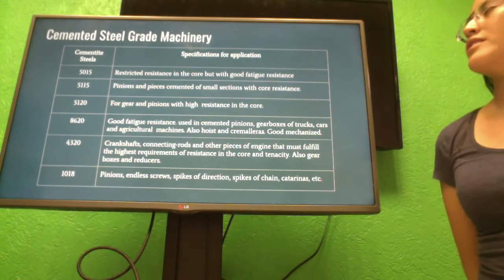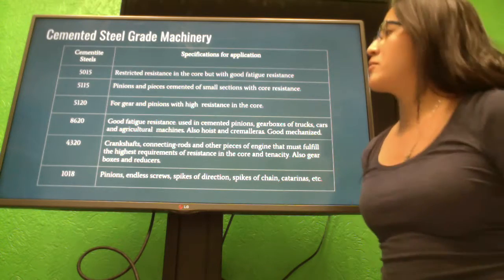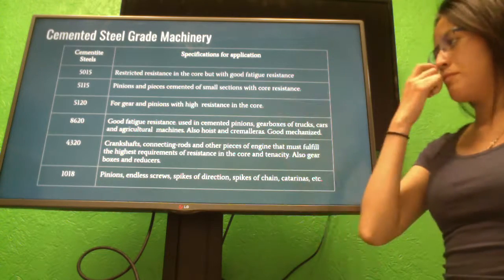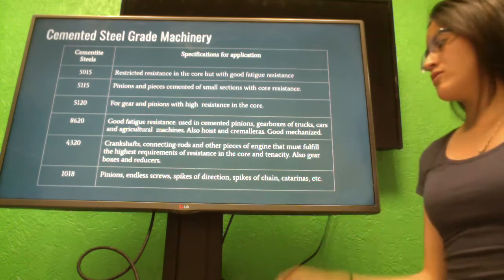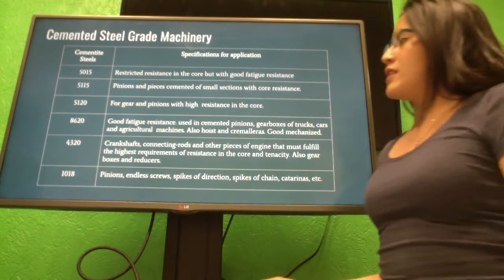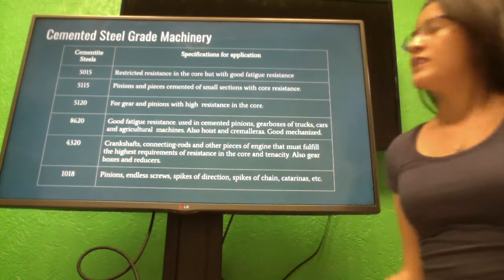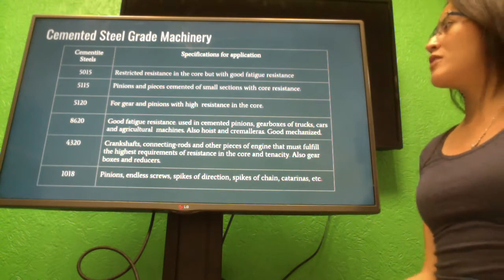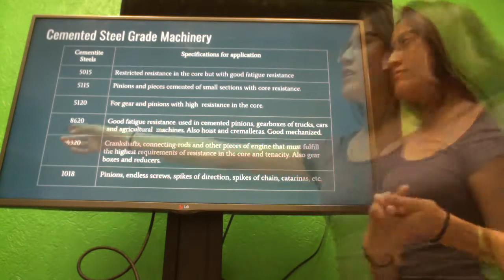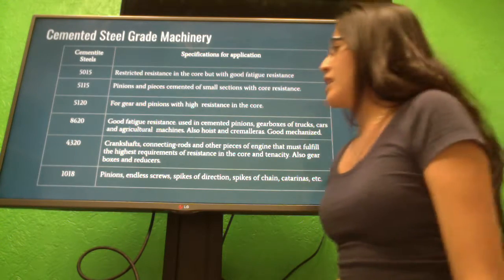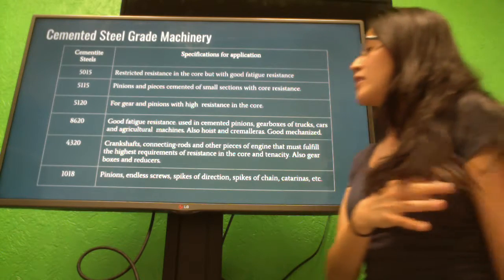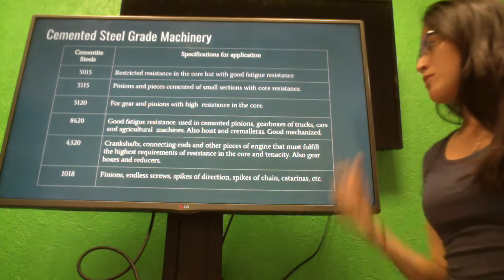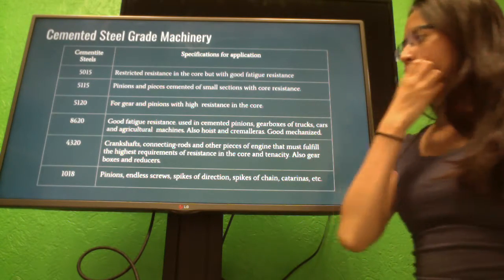Some cemented steels used in machinery are the most common steels. We have the 1018 that is used for pinions, endless screws, and spikes of the action, and also we have the 5015 that is used for some pieces with restricted resistance in the core but with good fatigue resistance. The 8620 is used when you need good fatigue resistance, and is also used for pinions, gearboxes of trucks, cars, and agricultural machines.